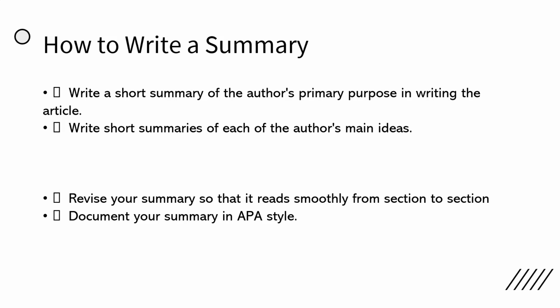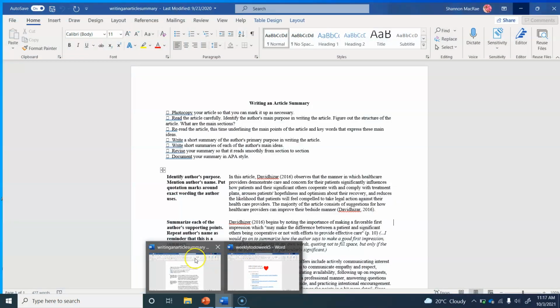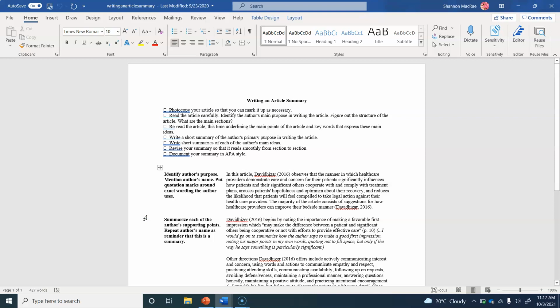You also want to revise your summary so that it moves smoothly from section to section. And of course, you need to use APA style. So you need to make sure that you have your in-text citations in each sentence that you're writing. Let's take a look. I'm going to move now to a handout that I'm going to provide you in the week 5 folder. Let's take a look at an article summary and go over the main parts of the summary.